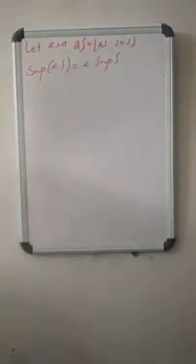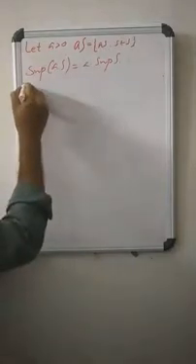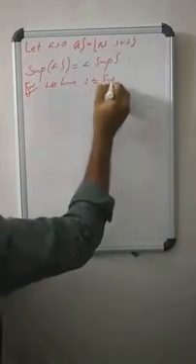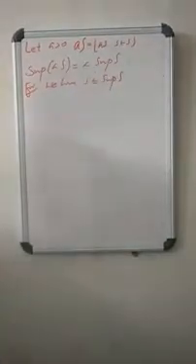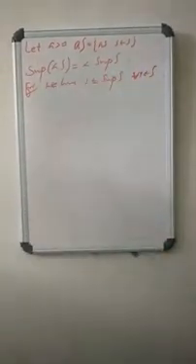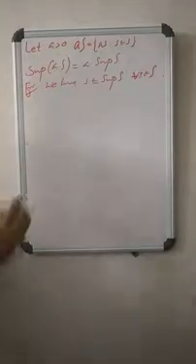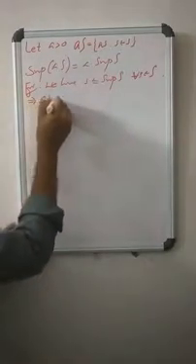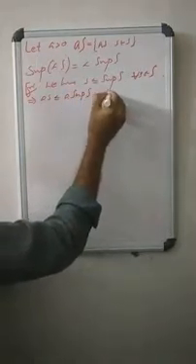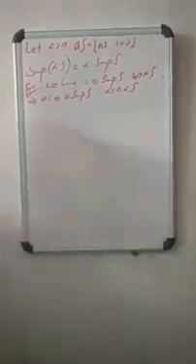By the same arguments, we know that s is less than or equals supremum of S for all s in S. Supremum means least upper bound. Then that means a s is less than or equals a into supremum of S for all a s in aS, since a is positive.